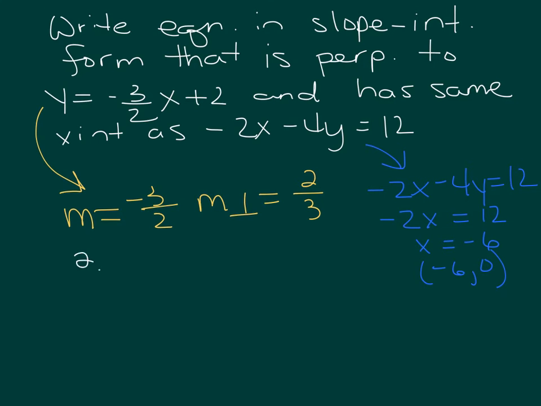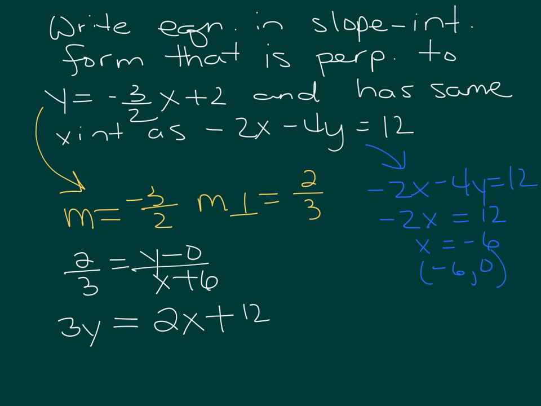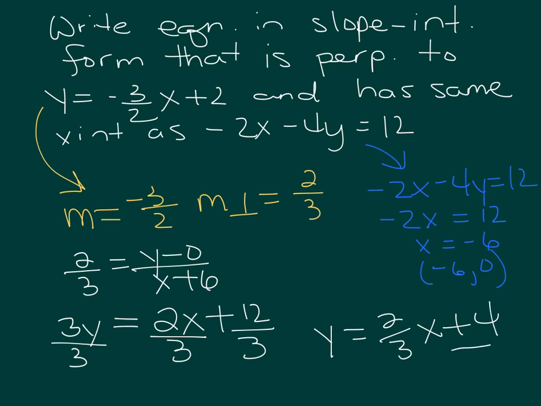So we have 2/3 equals y minus 0 over x plus 6. The answer needs to be in slope-intercept form, so I'm going to cross multiply the y direction first. So 3 times y is 3y. 3 times 0 is 0, so I don't need to write that. And then 2 times x, and then 2 times 6. Slope-intercept form is y equals mx plus b, so all I have left to do is divide everything by 3. And I get a final answer of y equals 2/3 x plus 4. We always want to make sure we simplify our fractions wherever we can.